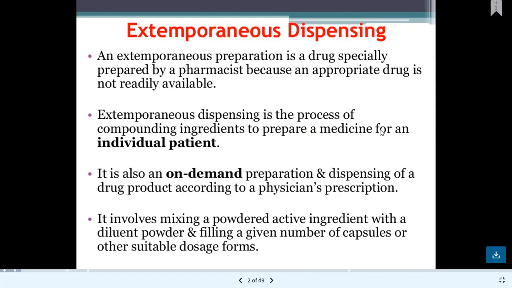An extemporaneous preparation is a drug specially prepared by pharmacists because an appropriate drug is not readily available. Extemporaneous dispensing is the process of compounding ingredients to prepare a medicine for an individual patient. It is also an on-demand preparation and dispensing of a drug product according to a physician's prescription. It involves mixture of powdered active ingredients with a diluent powder and filling a given number of capsules or other suitable dosage form.